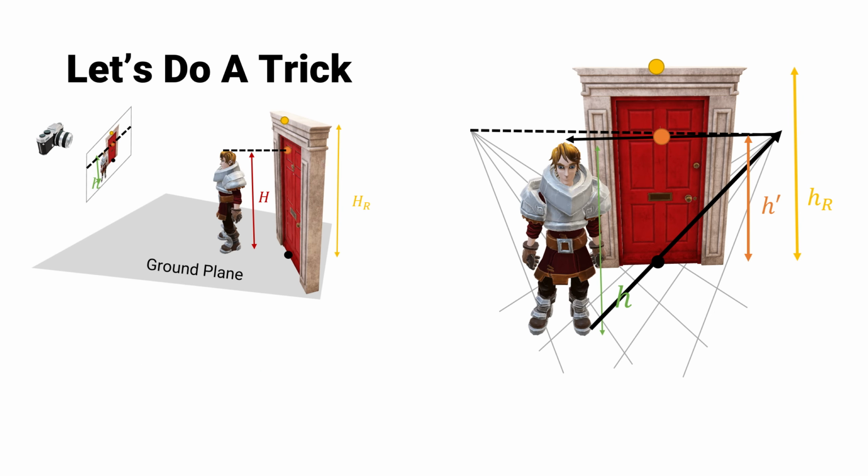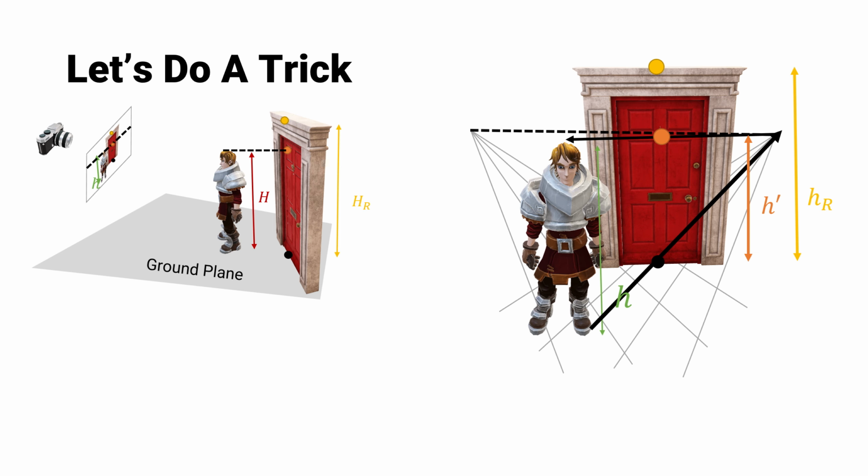So we have the same little h, capital HR, H prime, and so on, where little h is the height of the person in the image. H prime is the projection of the person on the door in the image, and little hr is the height of the door in the image, and capital H is the height of the person in the world, capital HR is the height of the door in the world.